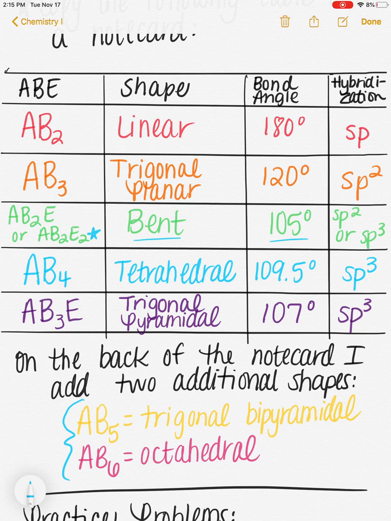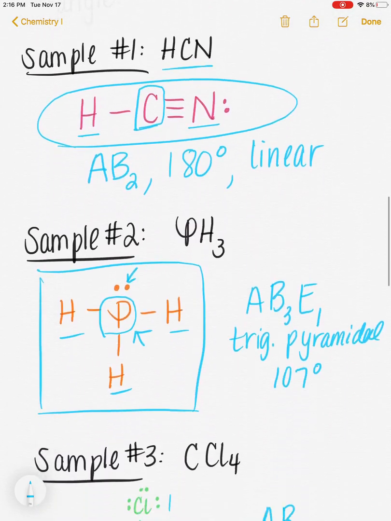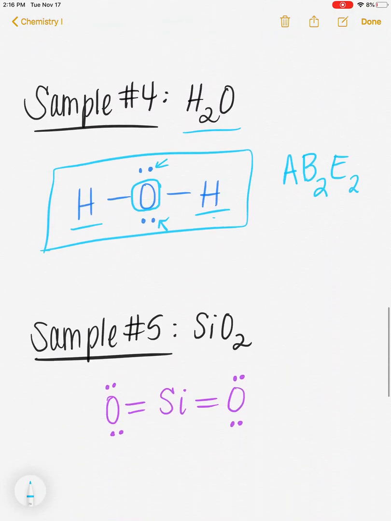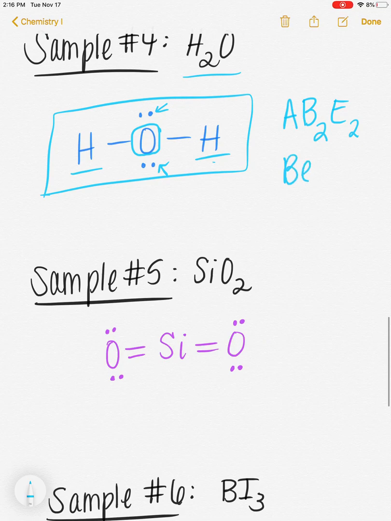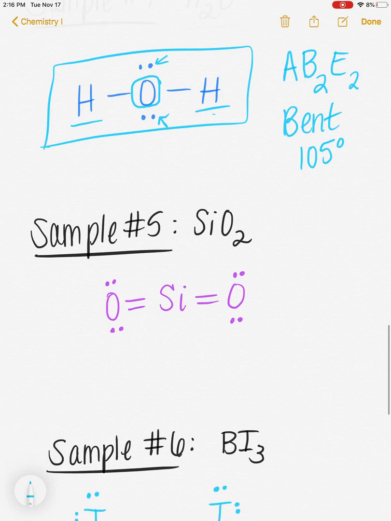Now, someone in class asked me today, you might notice that there are 2 different hybridizations because there's 2 different ABE notations that will give you a bent structure. If you have an AB2E, it has a hybridization of sp2. If you have AB2E2, then its hybridization is sp3. So those are written that way for a reason. Regardless, this molecule that we're working with is a bent structure, and it would have an angle of 105 degrees.